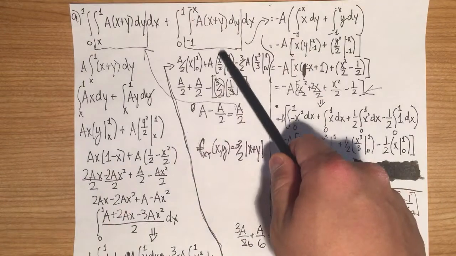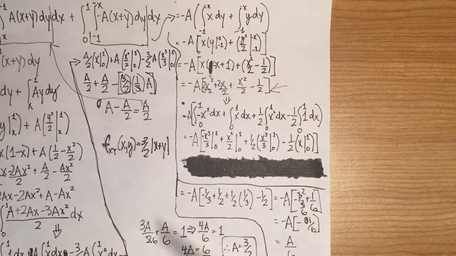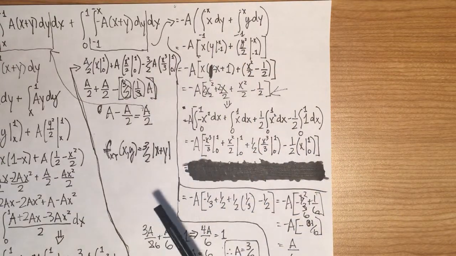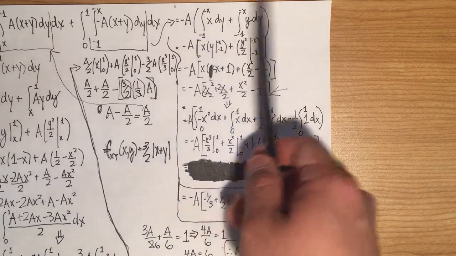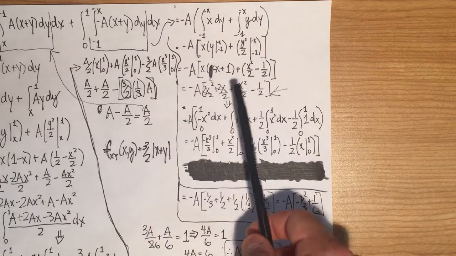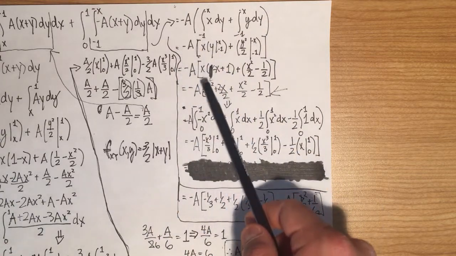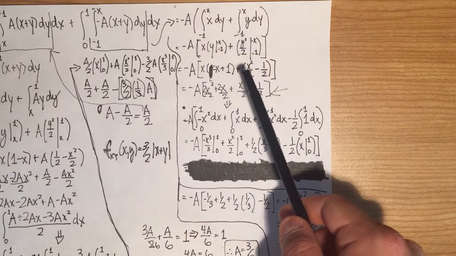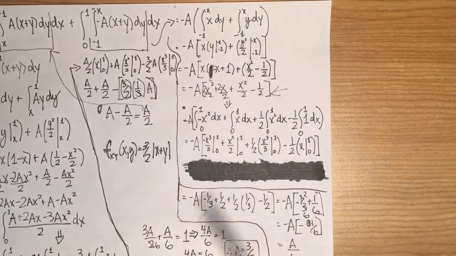My integral for this part begins right here. Shift that to the middle of the screen for you to see. -a times the quantity of the addition of these two integrals. These two integrals are the integral from -1 to -x of x dy, plus the integral from -1 to -x of y dy. You can see my work here. Take a moment to pause the video if you need to see my work.